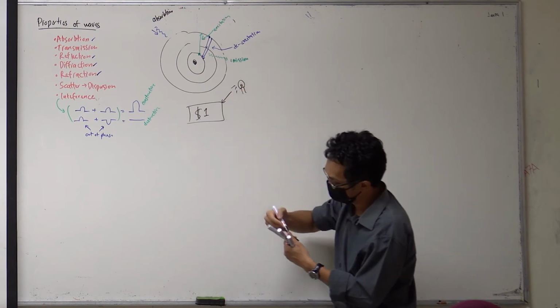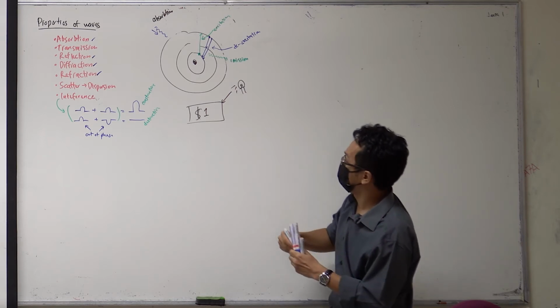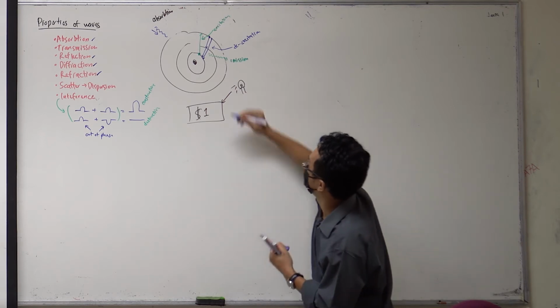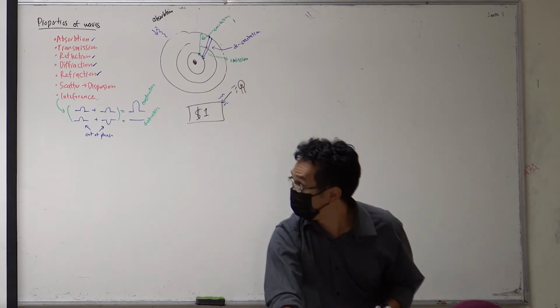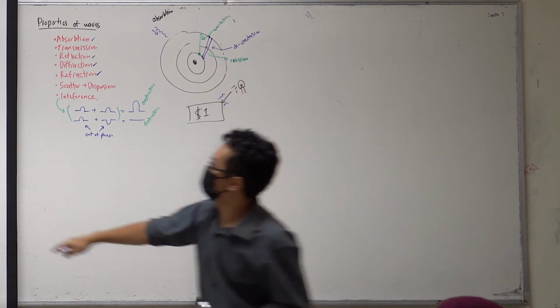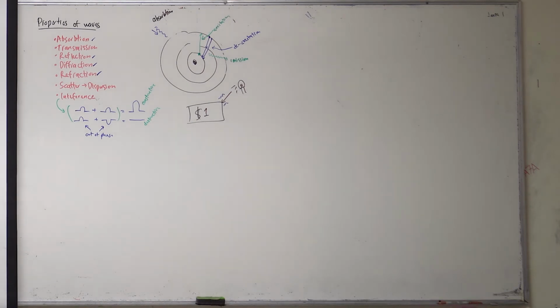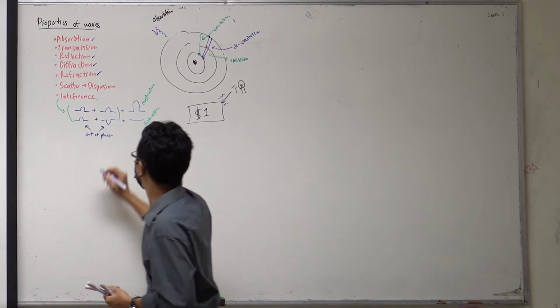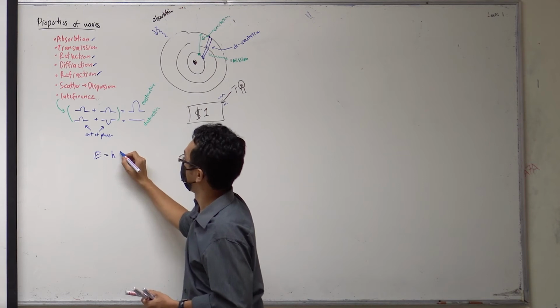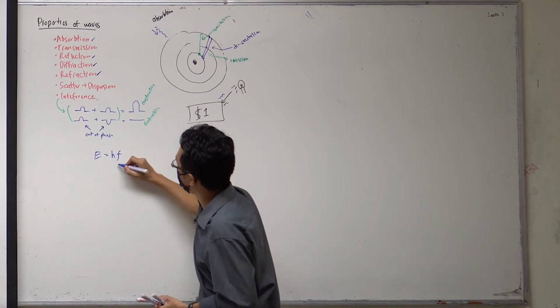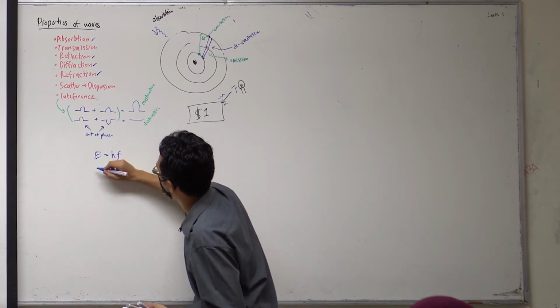it is basically hitting it with energy. They have energy, because even visible light has its own energy. We learned before how to relate the frequency with the energy. In the previous class, we learned that energy equals Planck's constant times the frequency. So the higher the frequency, the higher the energy.